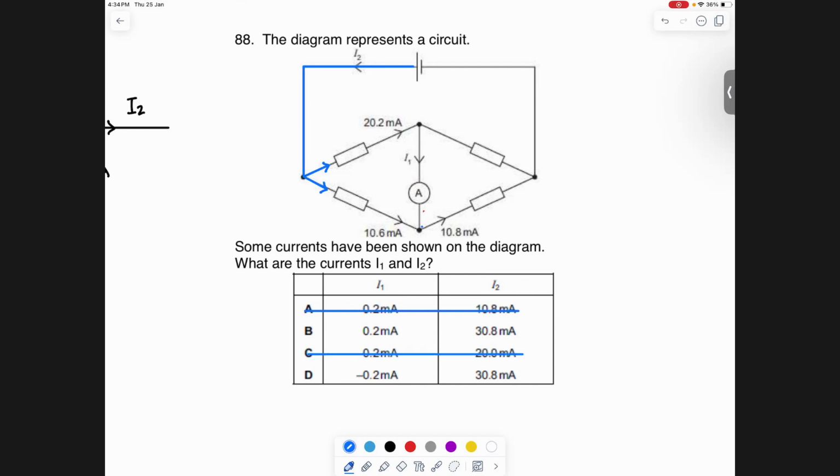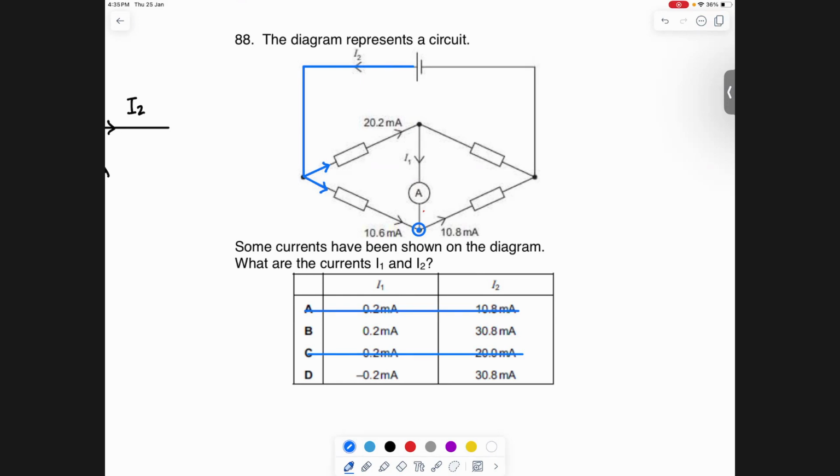But then if you look at this junction here, we do junction by junction, okay? How much is entering the junction? 10.6. How much is leaving the junction? 10.8. So you have to feed current to it or extract current from it. Feed current, since 10.8 is more, right? So that means the current that you see here has to be how much? 0.2, right?